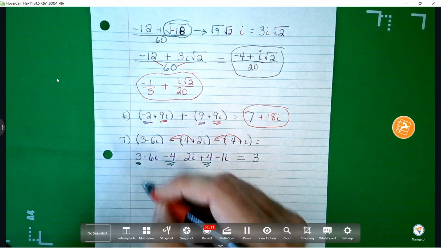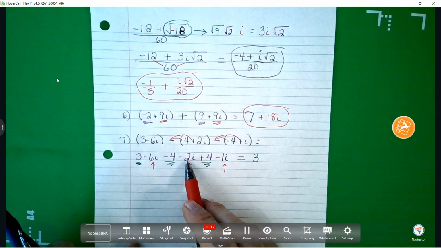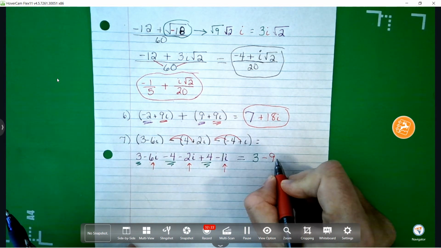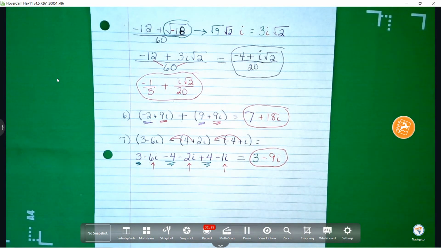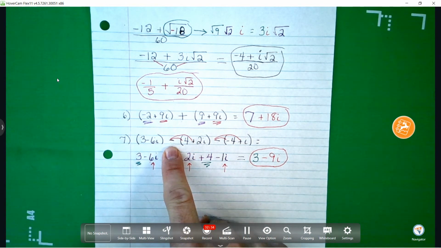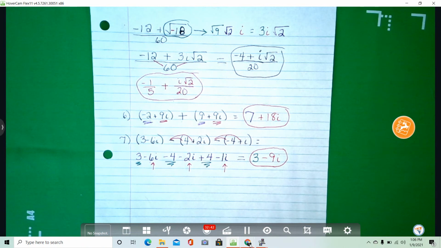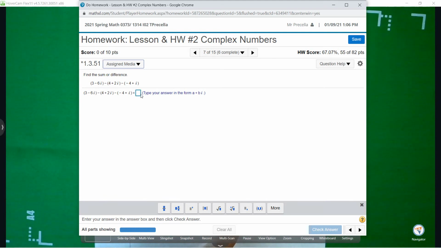Now let's do the imaginary parts. Add up negative 6 plus a negative 2 plus a negative 1. Is that a negative 9i? So 3 minus 9i. What's tricky here is if there's a minus in front of the parentheses, be sure to distribute that minus sign. So let me pull it up and punch this in. 3 minus 9i.